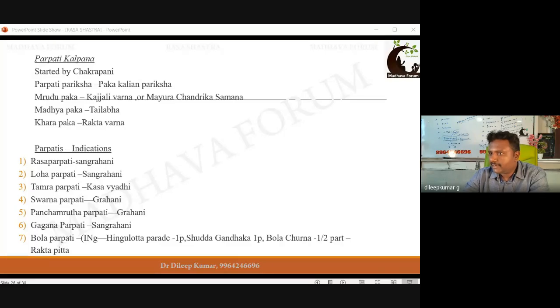So directly Pandu will not start. Pandu will start with Agnimandya. Agnimandya, Ama, Grahani, Amlapitta, then it will lead to Pandu. Pandu will lead to Shwasa. Okay, so the link we need to find out. So if we just treat Pandu in this case, it won't help. Just by prescribing an iron supplement, it won't help. Got it? Just by giving iron injections.